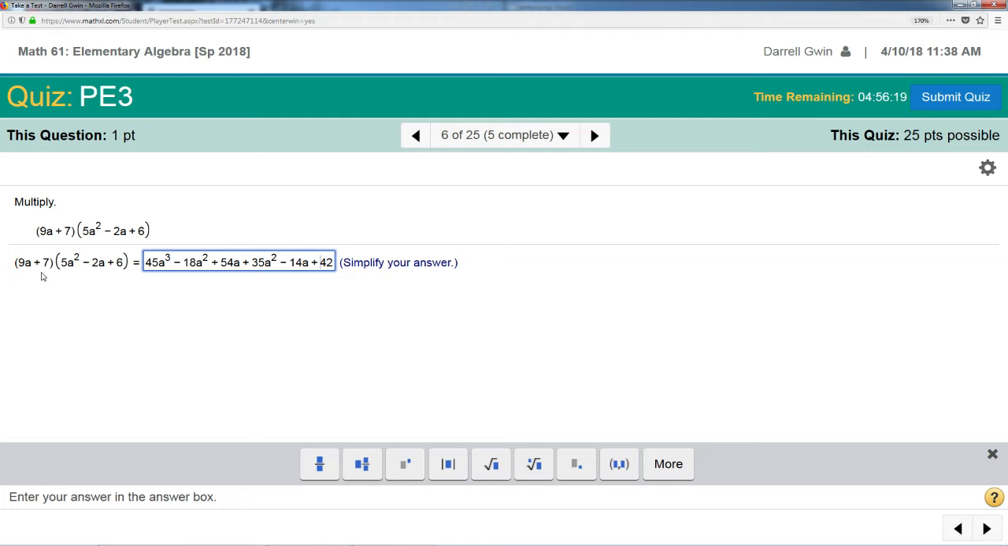Next is combine like terms. I have 2 squares. I have 35a squared and minus 18a squared. That will add up to 35 minus 18, which is 17. Last two is 54a right here and negative 14a. So 54 minus 14 is 40. Delete the extra minus 14, and that should be the answer.